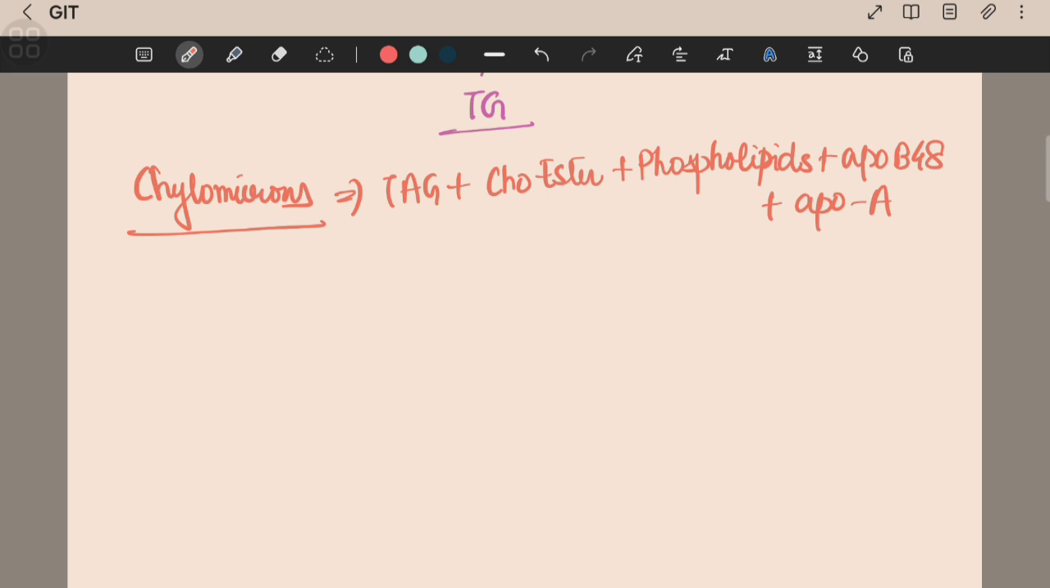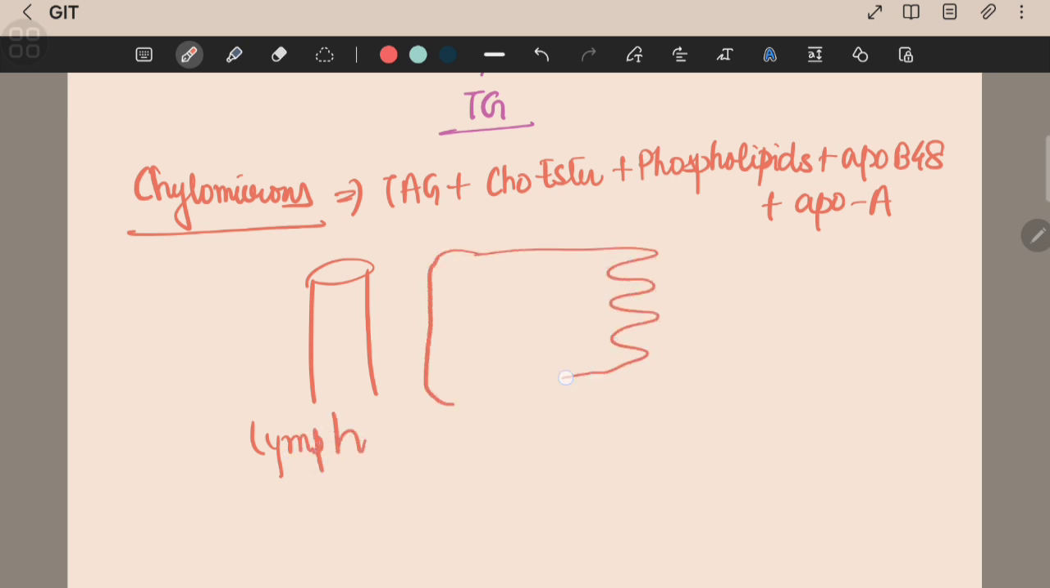So that is the level at which absorption is happening. How is this absorption happening? If this is the lymph vessel, suppose this is the lymphatic, and this side we have the mucosal cells, and this side is basically the brush border side. So this is the luminal side.